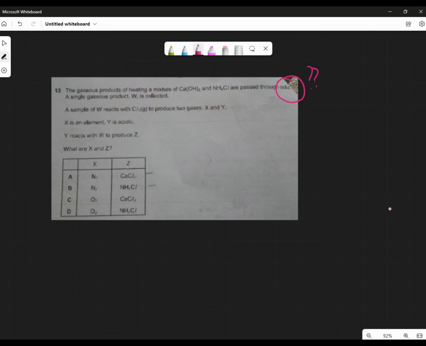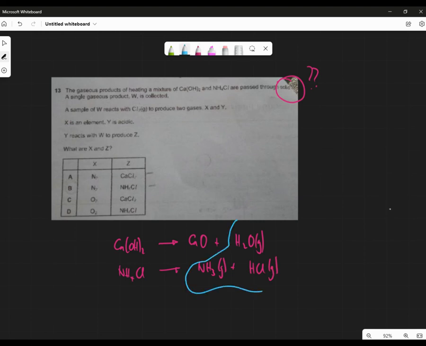The gaseous products of heating calcium hydroxide. So let's heat calcium hydroxide. When you heat calcium hydroxide, you get calcium oxide and water. So presumably the gaseous product is water. And this guy, ammonium chloride, I'm going to get ammonia as a gas and HCl as a gas. So these three things here are the gases that you get. I'll pass through solid, I don't know what, I hope this isn't important.